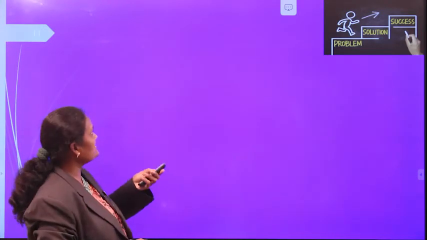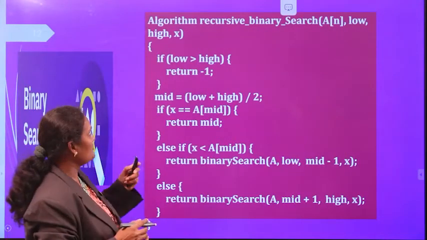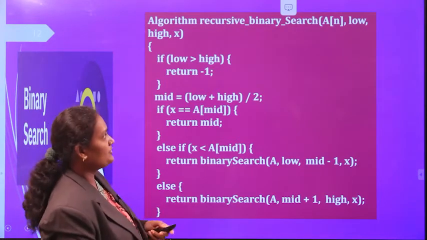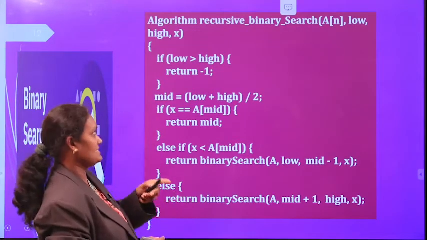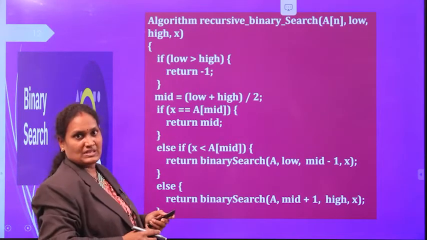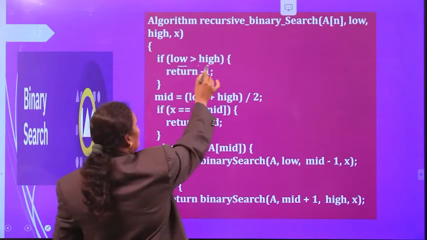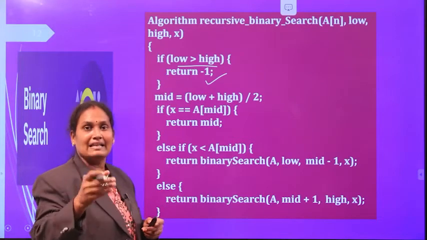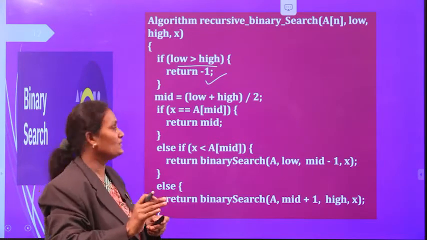Let us see the next one, which is the recursive binary search. See the algorithm for recursive binary search: A of n, low, high, x. Now let us see. If low is greater than high, return minus 1. So if in the processing of your algorithm, anywhere low is greater than high, you need to return minus 1. That indicates the element is not found in the array.